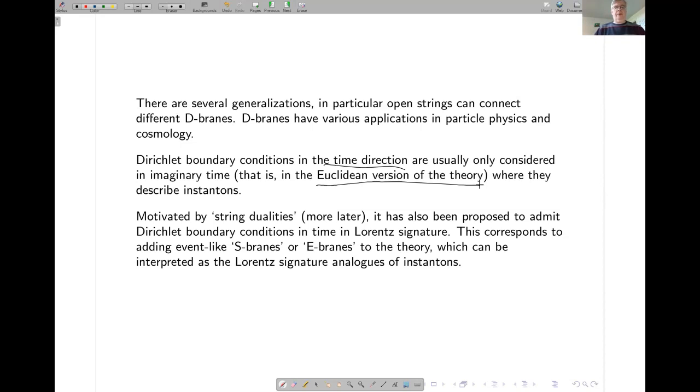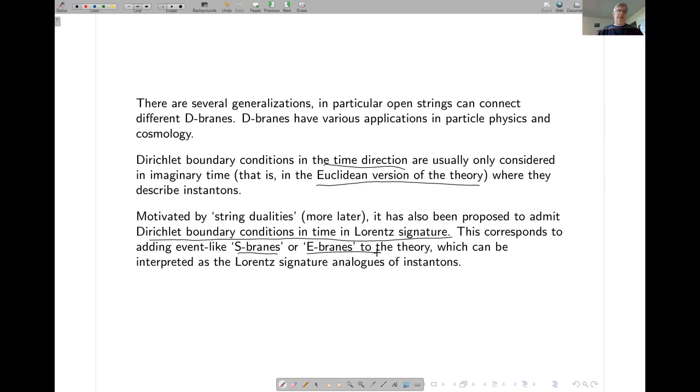There is a more unconventional proposed use of Dirichlet boundary conditions. Some people even think that it makes sense to really impose Dirichlet boundary conditions in time if you are really in the physical spacetime with Lorentz signature. These event-like branes are called sometimes S-branes, or in other contexts, E-branes. They're kind of Lorentz signature analogs of instantons. So they correspond to events, and one obvious potential application of this is cosmology, where an event could be a situation where you have an initial or final singularity.